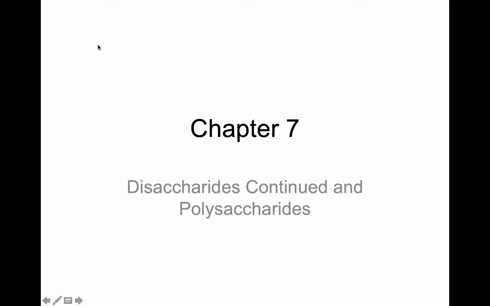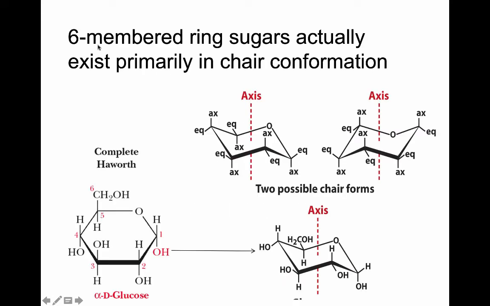Okay, so this is chapter 7. We're going to continue our discussion of disaccharides and then go into polysaccharides. So up to this point, we've talked about sugars in a Fischer linear conformation as well as the Haworth, which is a circularized conformation of the sugar. And that's just a visual representation of the connectivities of the different carbons and hydroxyl groups that are connected to the monosaccharide of a sugar.